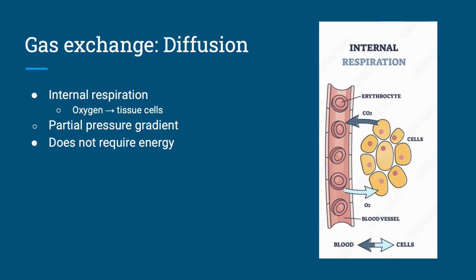The partial pressure of carbon dioxide is higher in tissues and lower in blood. This forces the carbon dioxide to diffuse out of the tissue, cross the interstitial fluid, enter the blood, and go to the lungs. This process does not require energy, whereas external respiration does require energy.